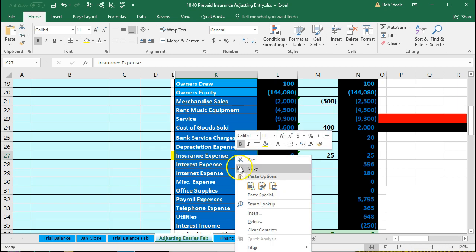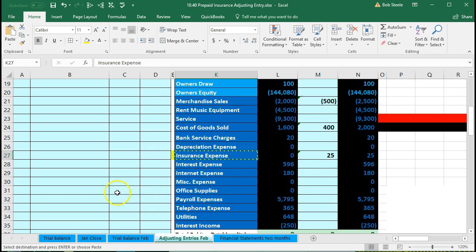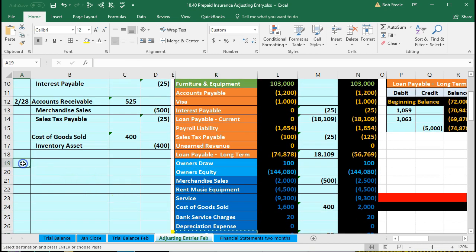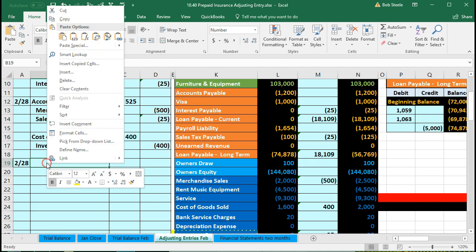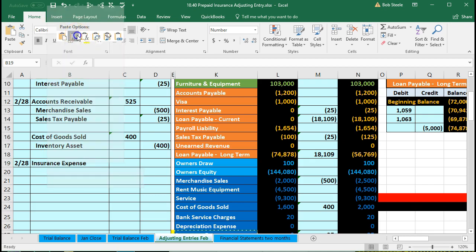We're going to copy that, right click and copy. Scrolling back up to the top, we're going to put it into the new journal entry here, and we're going to say 228. We'll put this on top in B19, right click and paste 1, 2, 3.